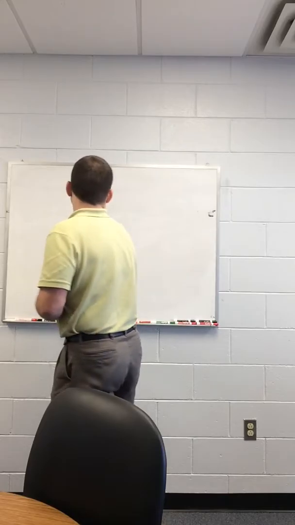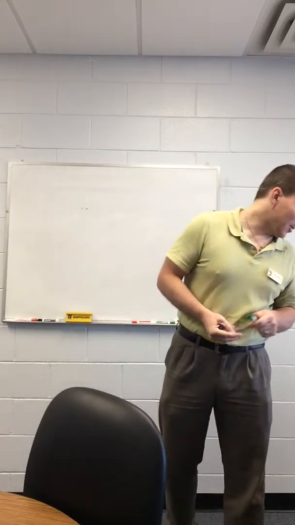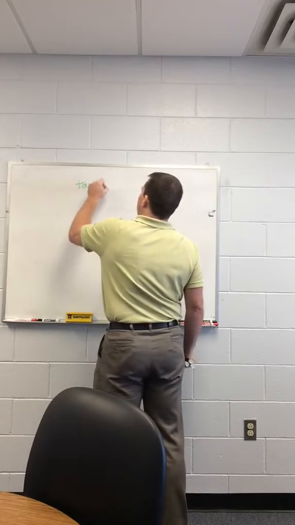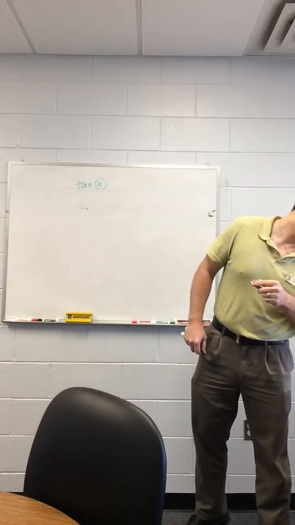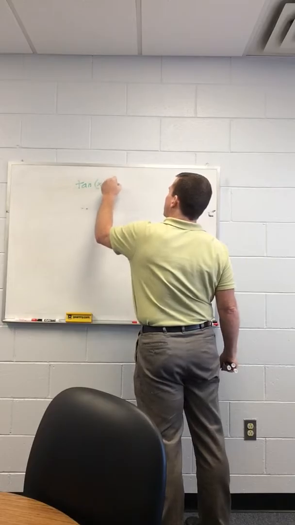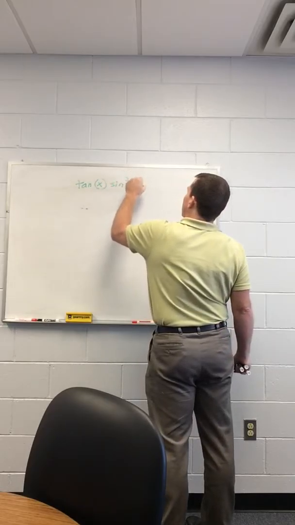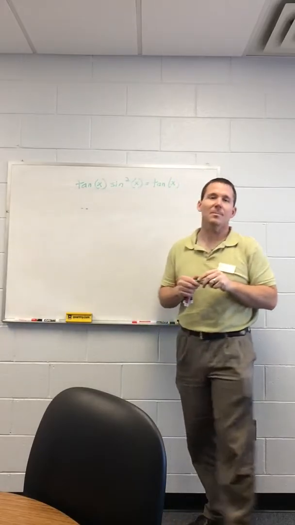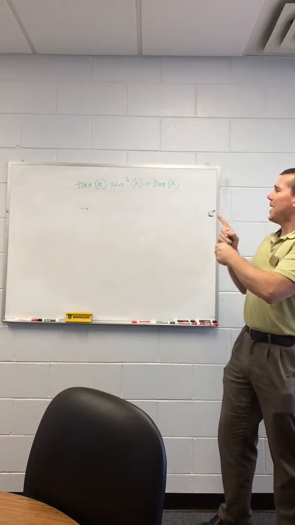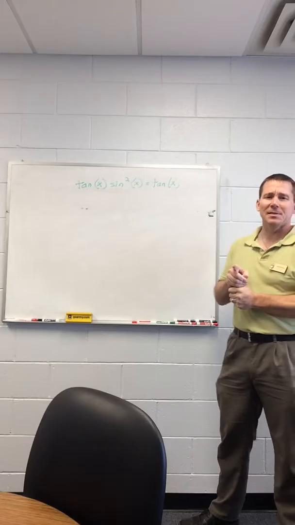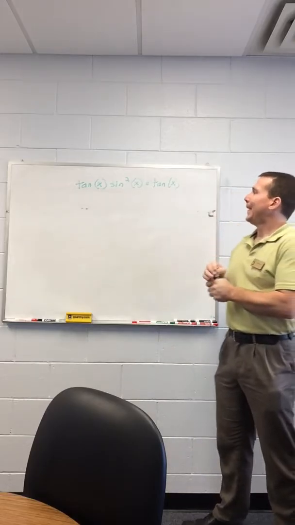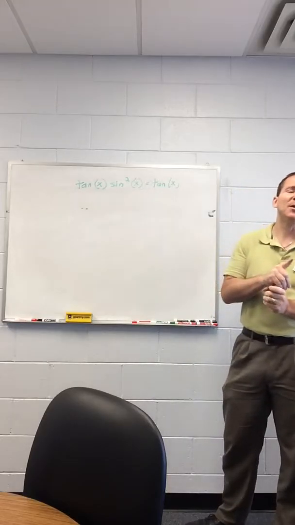One more, maybe. Let's see, I need a good one. Here we go. Tan x sine squared x equals tan x. Now we have multiple trig functions in the same problem together, so we can't necessarily isolate one of them. And the question becomes, what do you actually do?